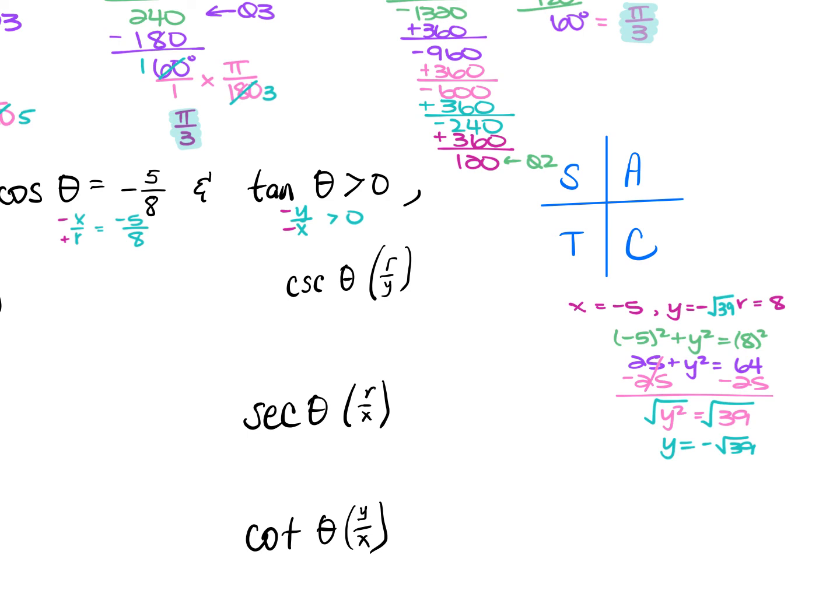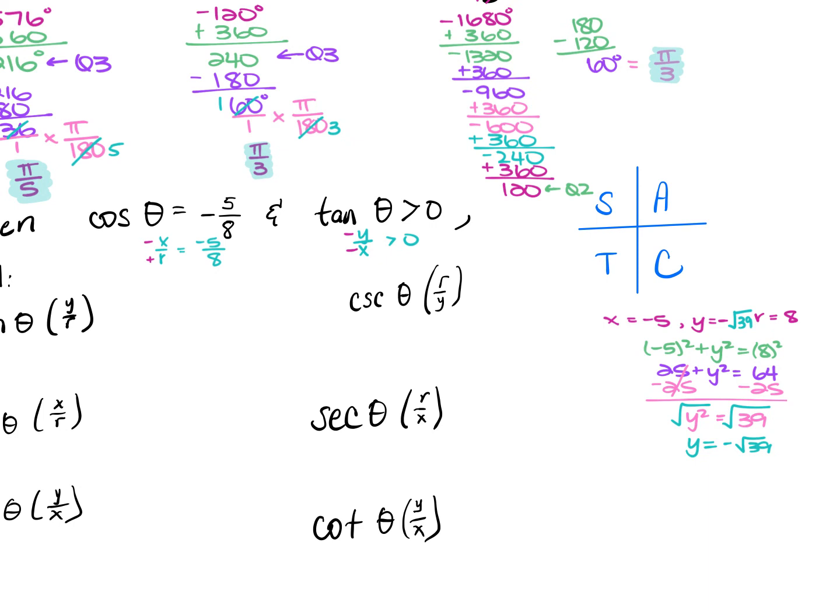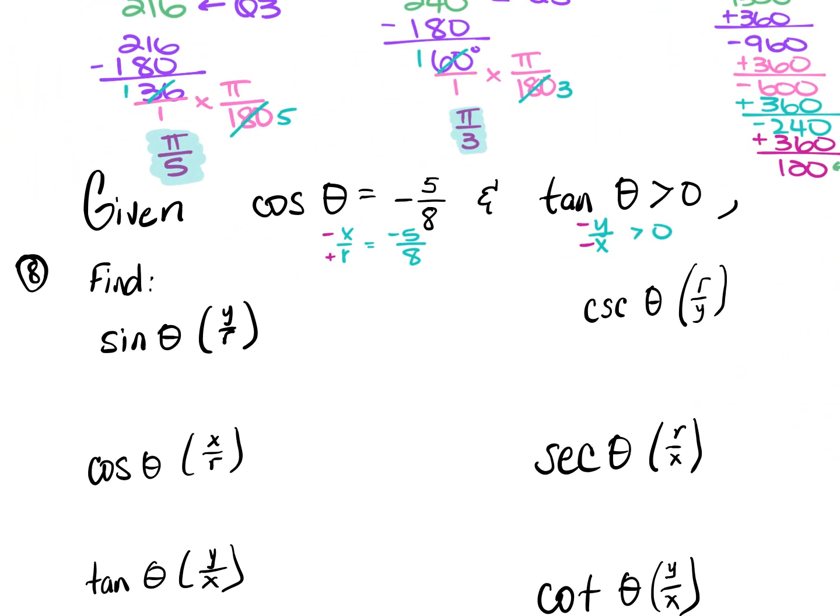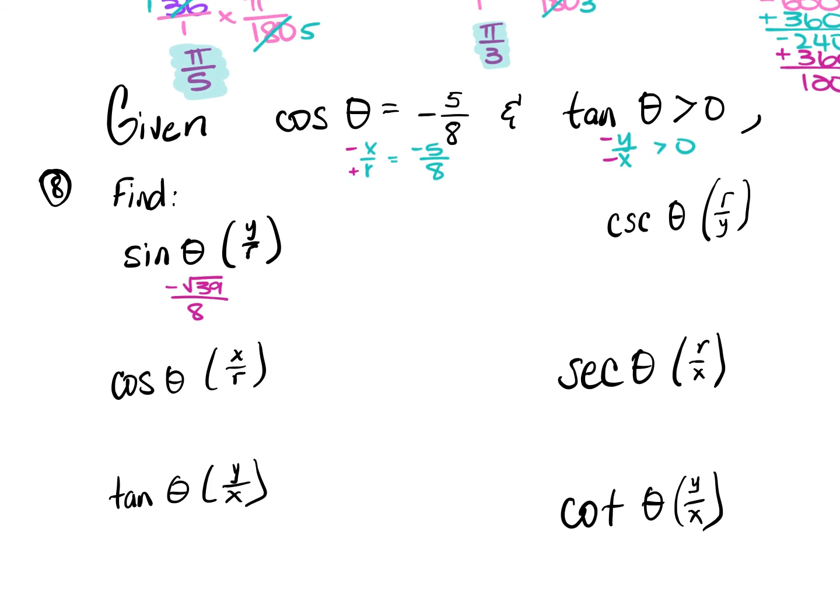Now that we have x is negative 5, y is the negative square root of 39, and r is equal to 8, you're going to find sine, cosine, tangent, cosecant, secant, and cotangent. Remember, sine is y over r, so if we put y over r, that's going to give us the negative square root 39 over 8. You don't have to do anything with that. You can leave it just like that. Cosine theta is x over r. It's already given to us in our question, so we're just going to rewrite that as negative 5 over 8. If we know cosine, we know secant because it's just the reciprocal, so secant is negative 8 over 5.